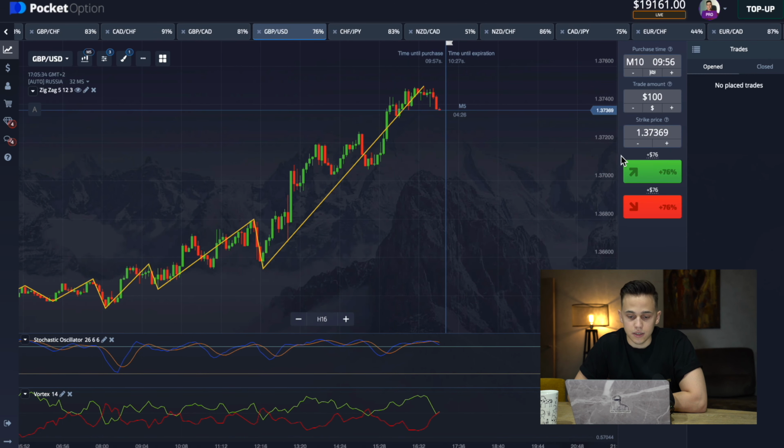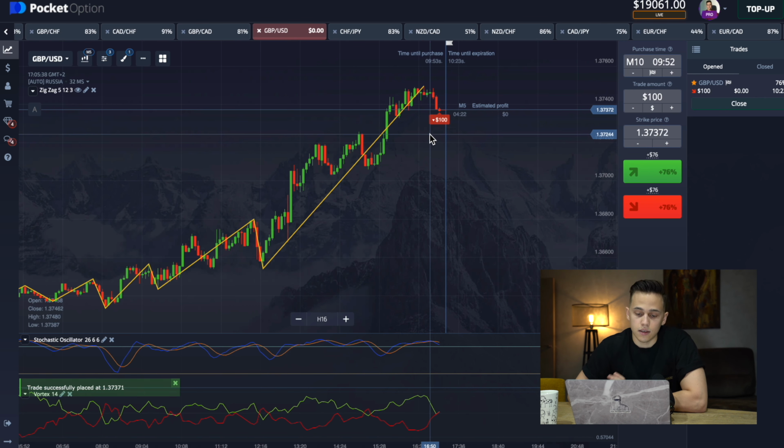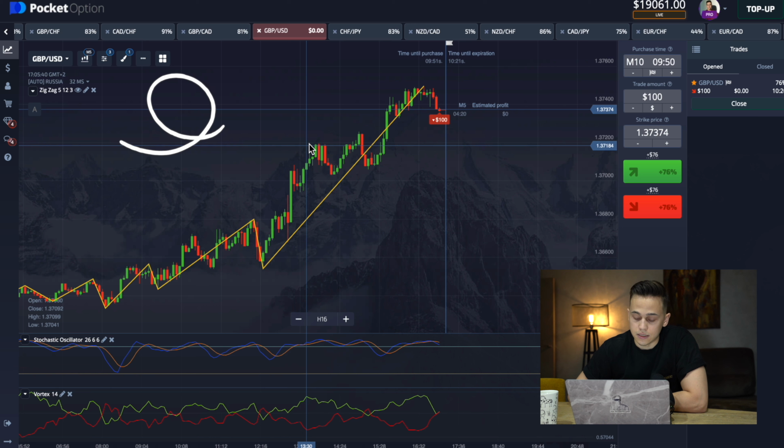In order to make my next trade, I used the stochastic and vortex indicators. As you can see, I also have zigzag enabled here. My previous video was dedicated to it, but in this particular case, it didn't really help me out.